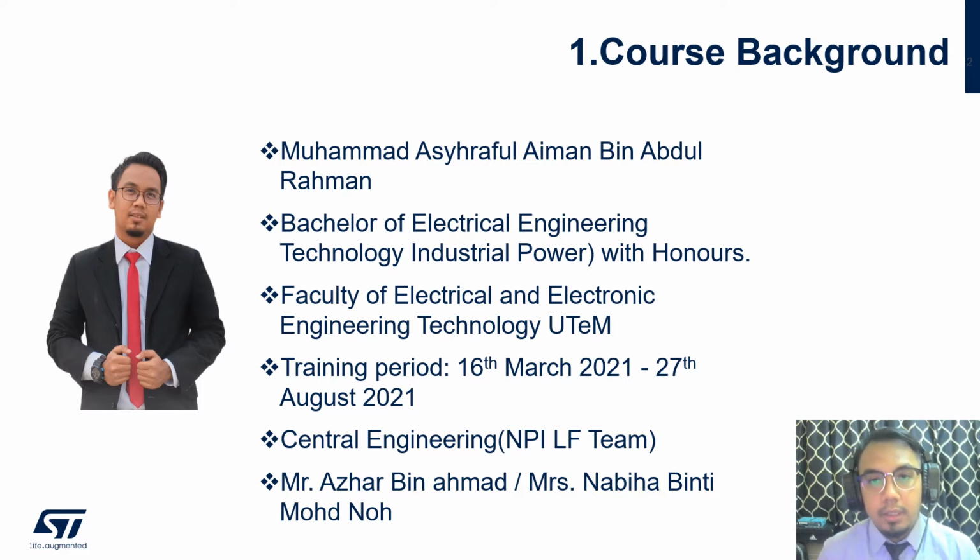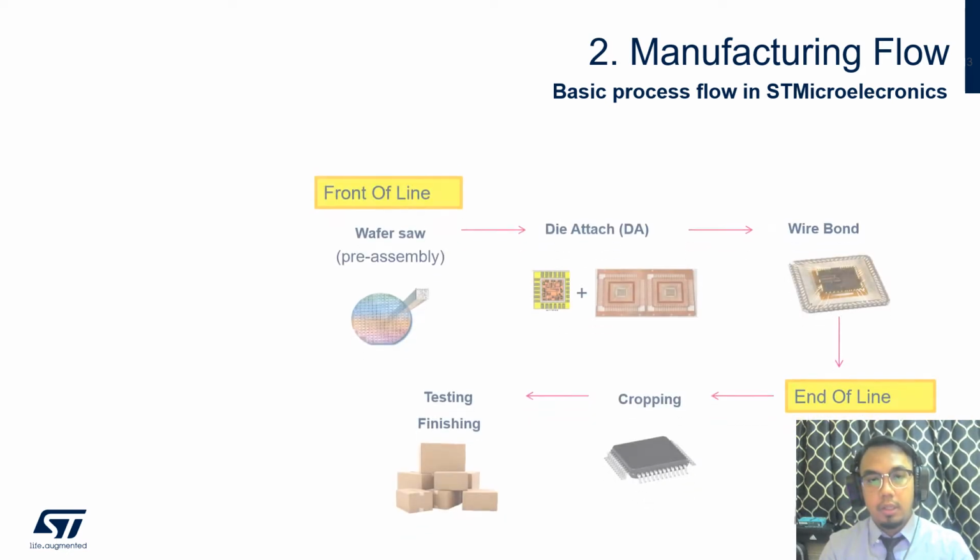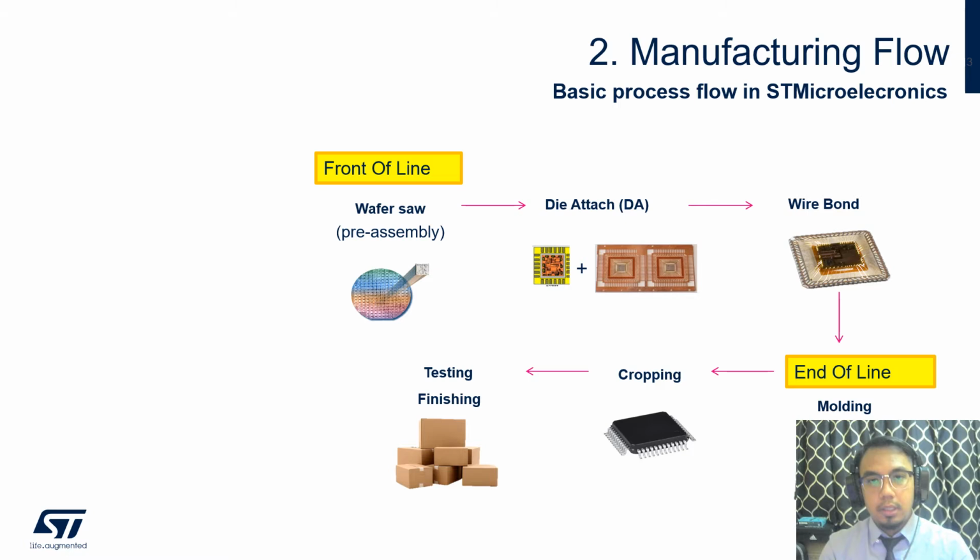Okay, we will go to the next slide. This is the manufacturing flow at STMicroelectronics Muar, and as you can see in this picture, this is the basic process flow. We have front of line and end of line. At front of line we have wafer saw pre-assembly, then die attach process, and wire bond process. At the end of line process, we have molding, marking, and lastly testing and finishing.